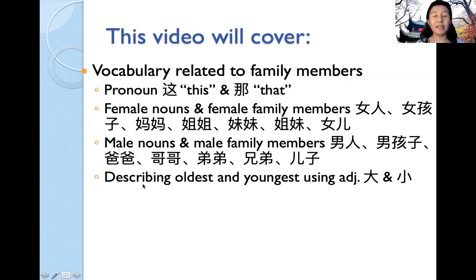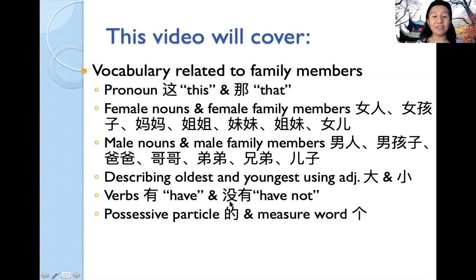And then we'll learn describing oldest and youngest using 大 and 小. And verbs 有 and 没有, meaning have and have not. Possessive article 的 and the measure word 个. And finally, I'll introduce my family to you by showing you a photo.